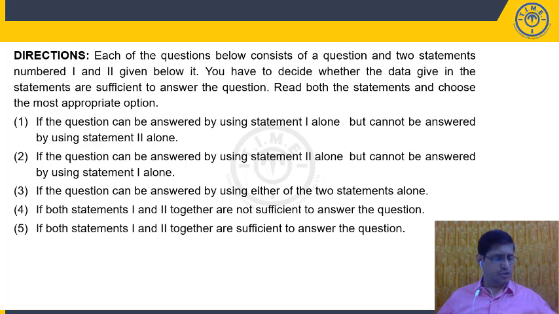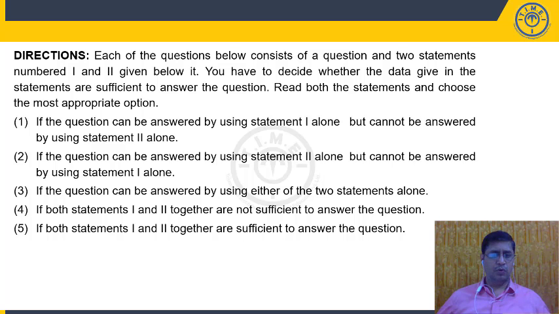Here are the directions given, just look at the directions. Each of the questions below consists of a question and 2 statements, number 1 and 2, given below it. You have to decide whether the data given in the statements are sufficient to answer the question. Read both the statements and choose the most appropriate option. Here you need not find out the answer, you just need to check which statement is sufficient to answer. This is the question from data sufficiency.